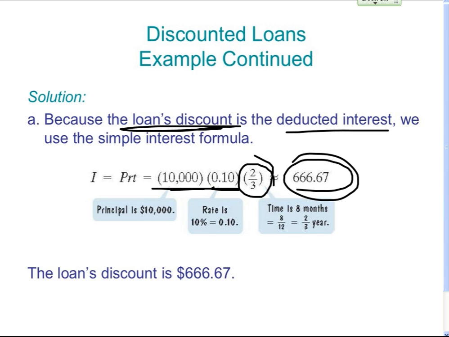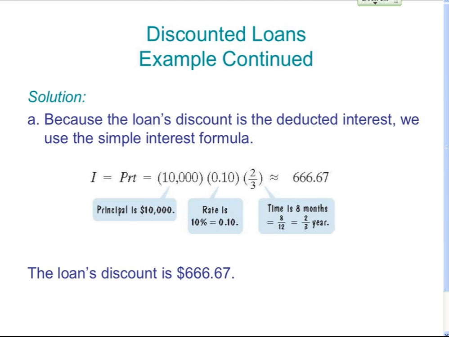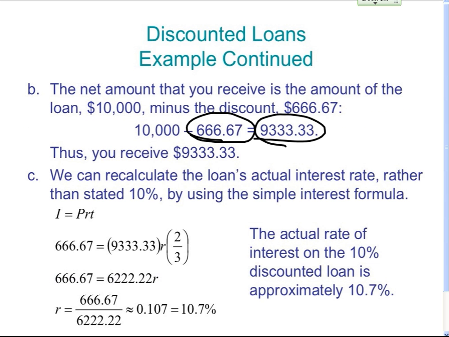But like I said, instead of giving us a check for $10,000, they're going to take the interest up front. So they're going to subtract off the $666, and the amount of the check, the money that you actually receive, is $9,333.33. Okay, so you're paying the interest ahead of time by receiving less money than you're actually borrowing.